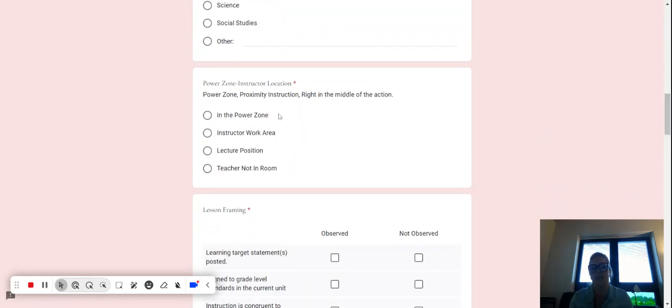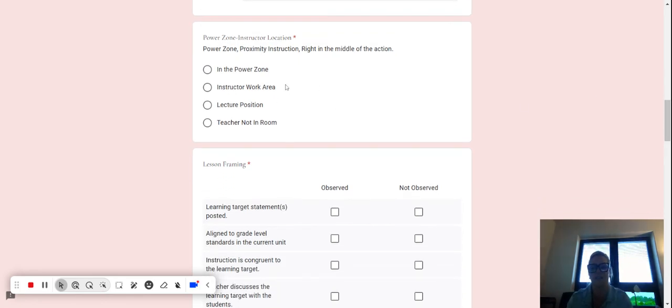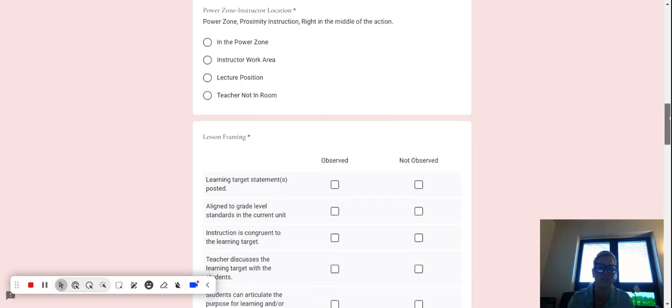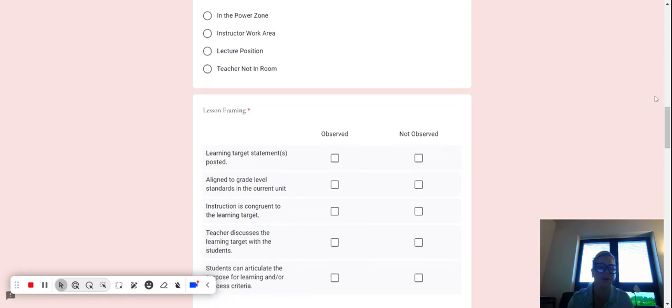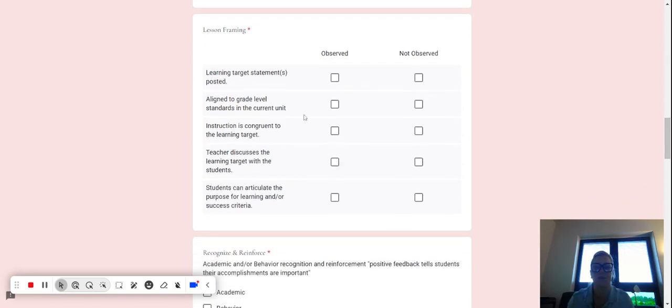So keep in mind that we're looking at where you are in the classroom. So we really want to see you in the power zone, in the area like up and moving around, or just working and moving around, not necessarily in the lecture position or in your work area. But hopefully we have a variety of observations that could change, but we'd love to see that power zone be the most.